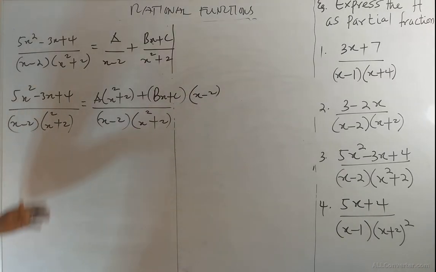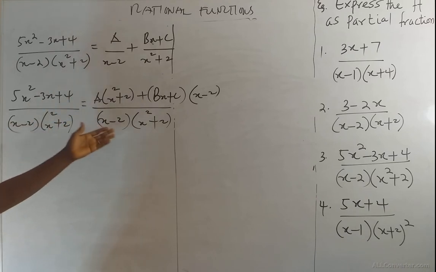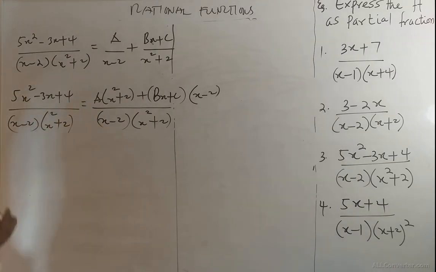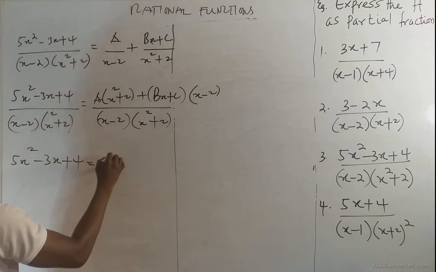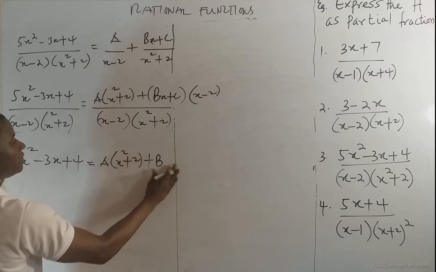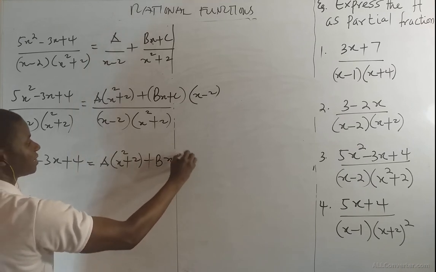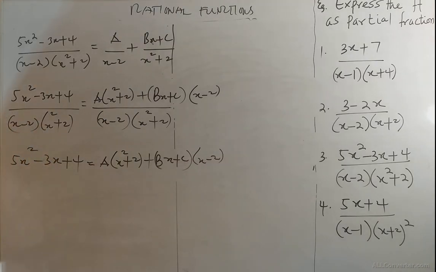You can also see that the denominators are the same, so we can equate the numerators. The numerator on the left is 5x squared minus 3x plus 4. This is equal to a into bracket x squared plus 2, plus bx plus c in bracket, then we have x minus 2. So we are now going to solve for a, b, and c.